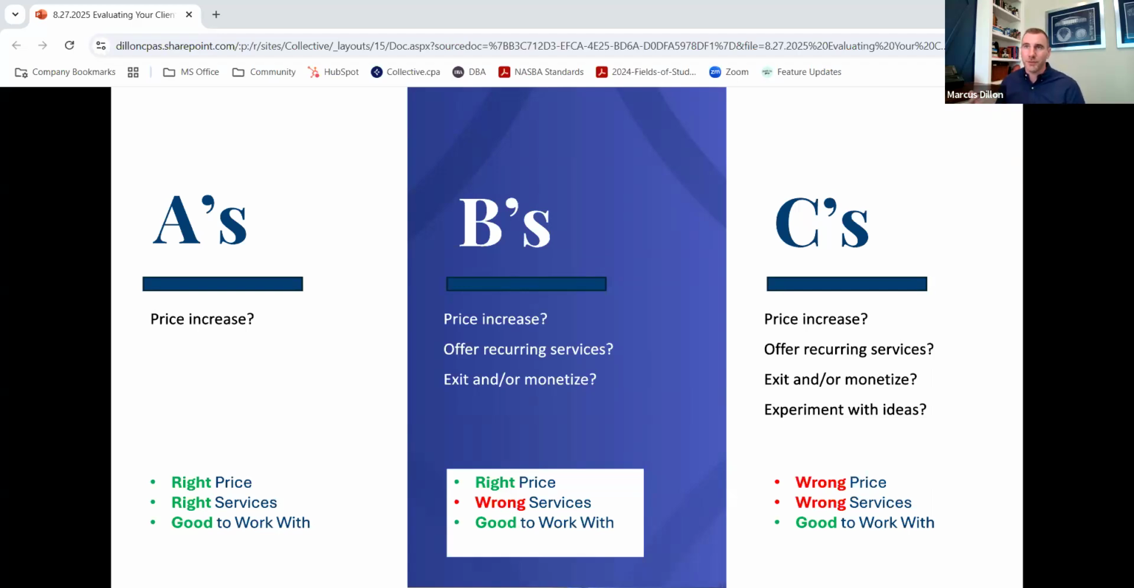So then we actually look at, okay, are they actually a C client? Because maybe price has shifted, services are still wrong. But if they've told us no once, maybe twice, you just don't want to let it grow awkward and animosity build in that relationship. It's never fun. So that's whenever you look at exiting them or monetizing them, referring them to another CPA that's their ideal client. Your Bs may be somebody else's As, your Cs may be somebody else's As.